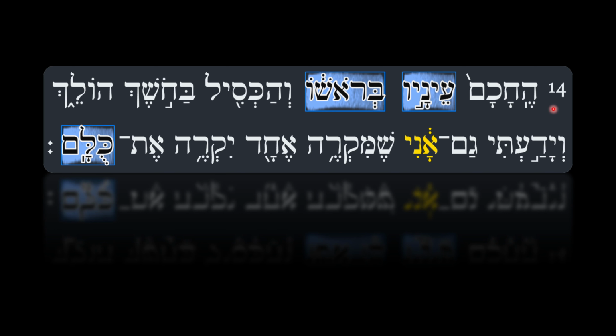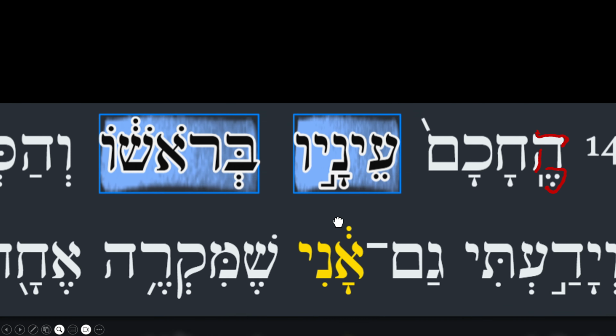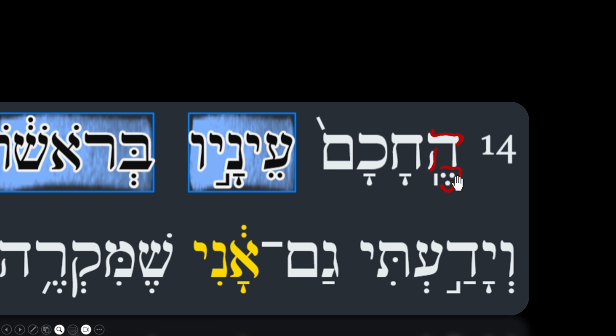All right, verse 14. Hechakham, einaiv, בראשו. All right, so the first thing we have is the definite article, hey, and you may notice it's pointed a little bit differently than it commonly is. We have a segol on the bottom. See here? Usually we expect ha, patach, and a dagesh, but here we have a segol.